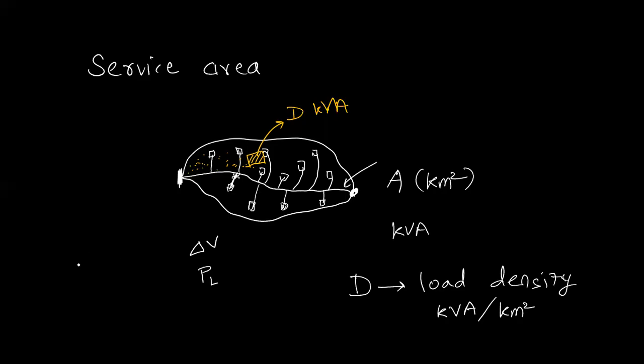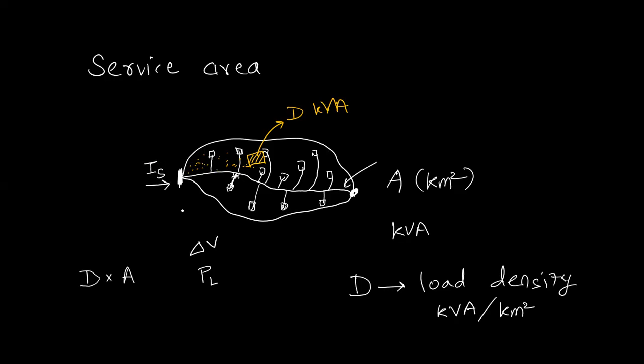So that will be simply load density, which is in kVA per kilometer square. If you multiply that by total area, kilometer square, that is basically the total amount of kVA power present in that area, and that much power basically the substation is serving. Okay. Now, can we calculate the current taken by substation?